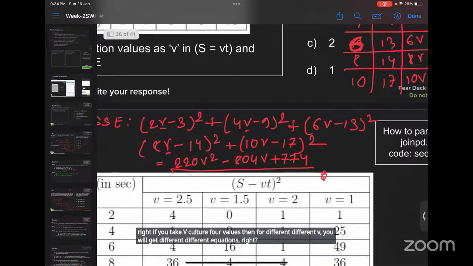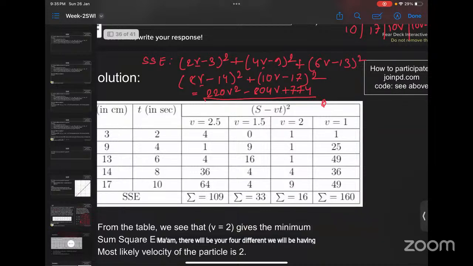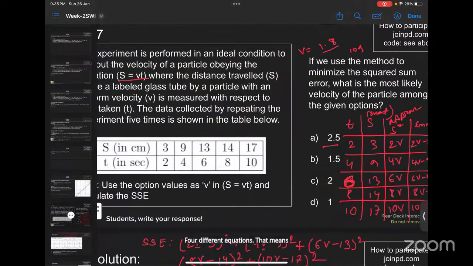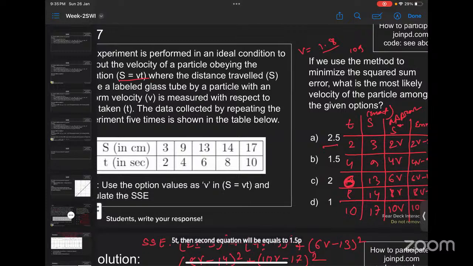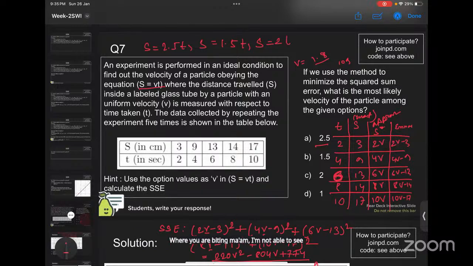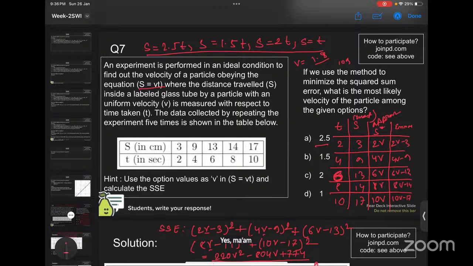For different v, we will be having 4 different equations. S equals 2.5t. Then the second equation will be S equals 1.5t. Then the third will be S equals 2t. Then the fourth will be S equals t. So you will get 4 different approximations. Ma'am, I'm not able to see where you are writing; it is stuck because of a network issue. Now can you see it? Yes, ma'am.